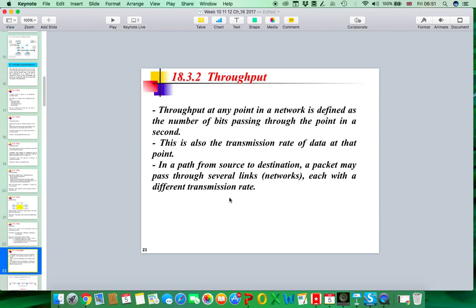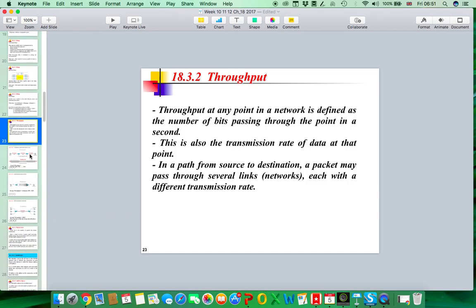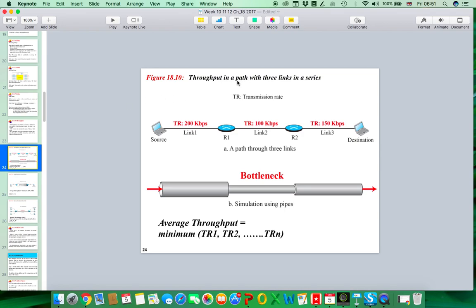Then we have the concept of throughput. Throughput, as we know, is the actual speed of the medium. And we're going to see here how it'll get affected by the different links that exist. So now we're looking at the first case where we have the source and the destination separated by two routers in the middle.